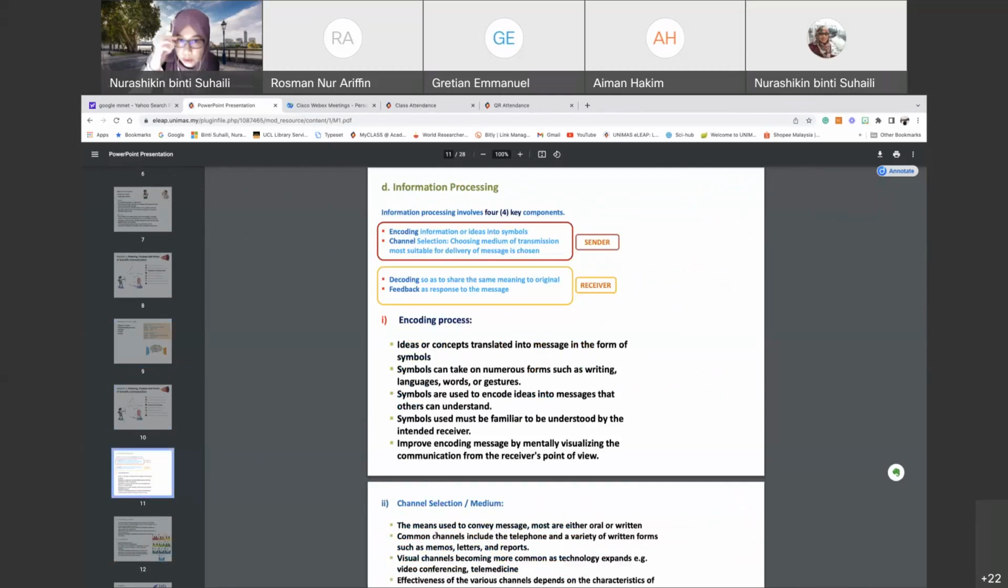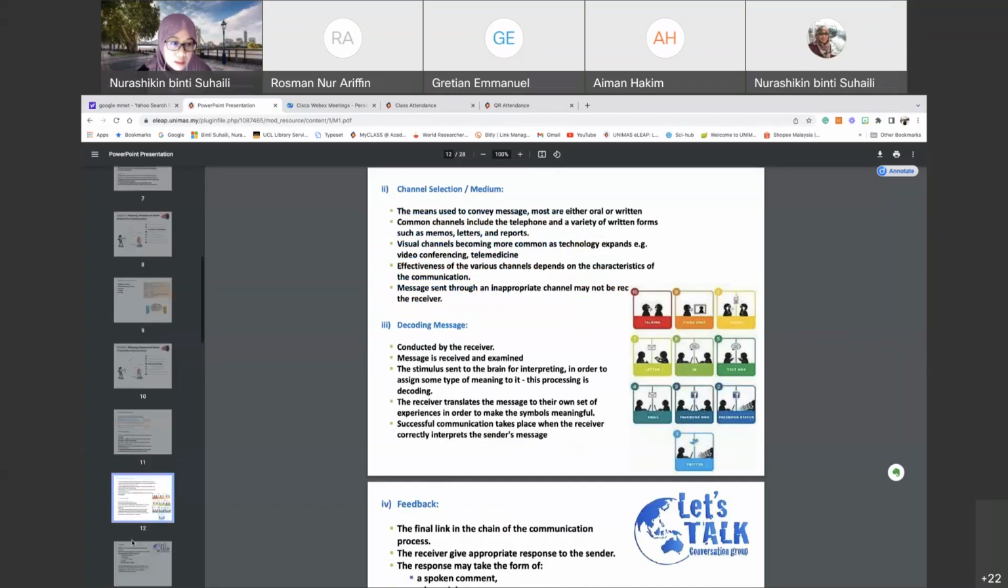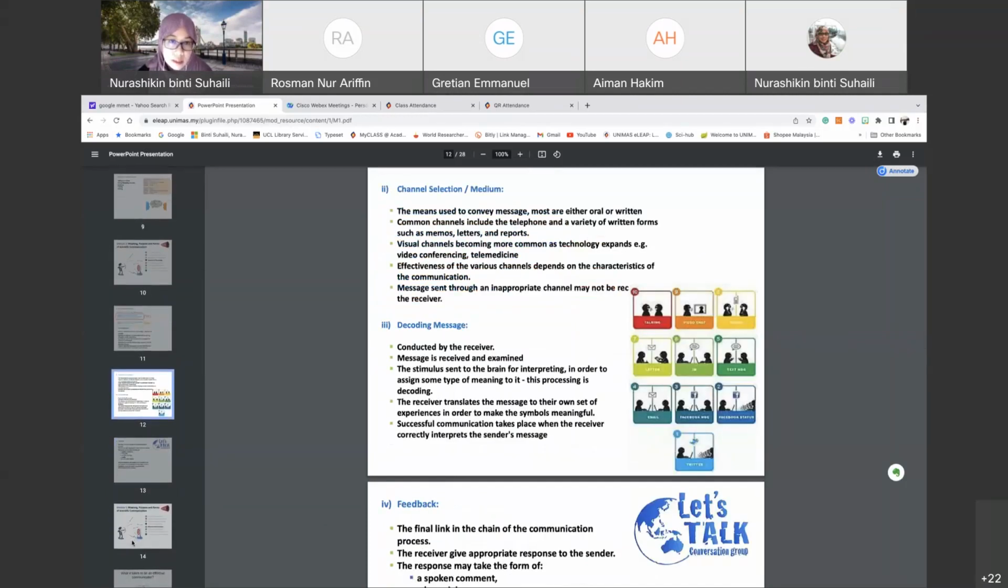Okay, the process of communication involves encoding on the sender side. Like me, I'm trying to put things into symbols or information or whatever the media, so that you understand. Like I'm putting it on slides, for example. On the receiver side, you are decoding the things. You are getting the things from me, and then you try to understand it. Okay, that's decoding. Channel selection.